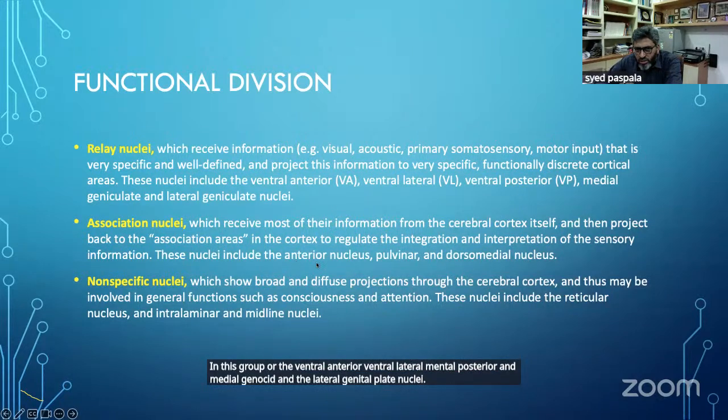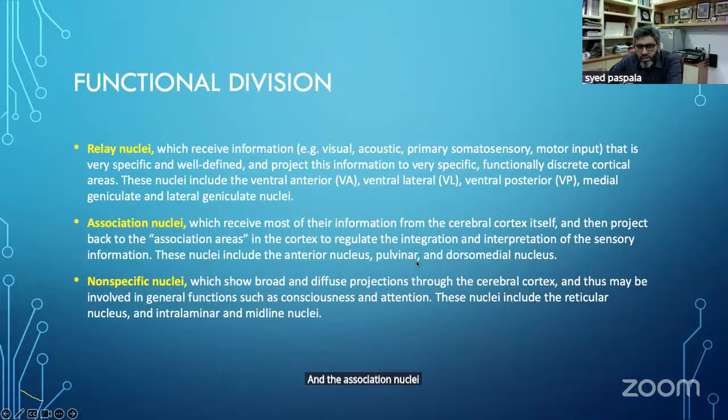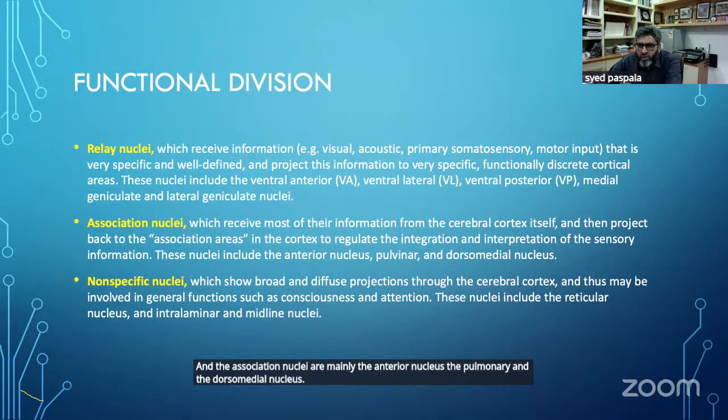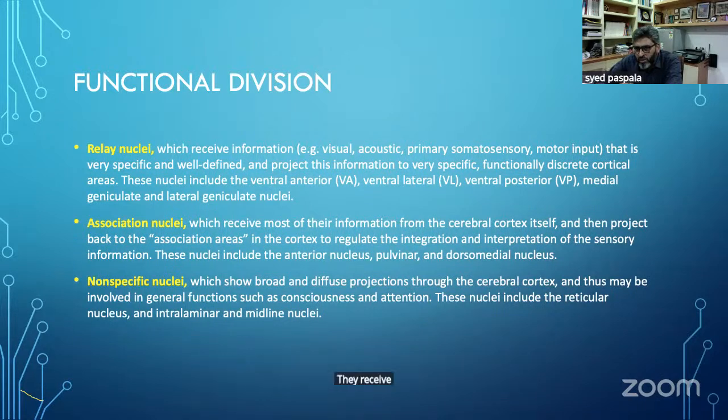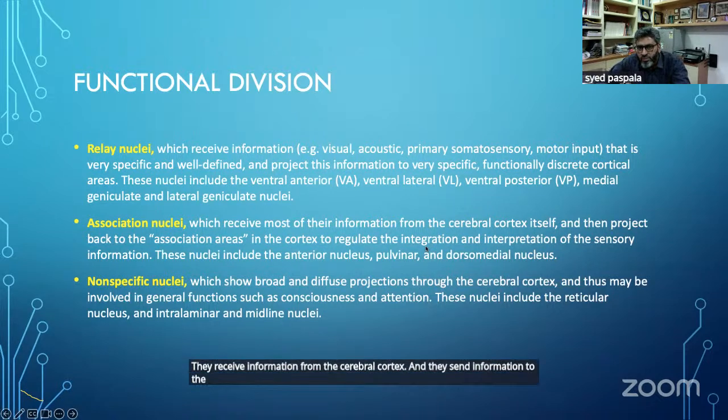The association nuclei are mainly the anterior nucleus, the pulvinar, and the dorsomedial nucleus. They receive information from the cerebral cortex, and they send information to the associated areas like the prefrontal and the association areas in the temporal lobe and visual areas.